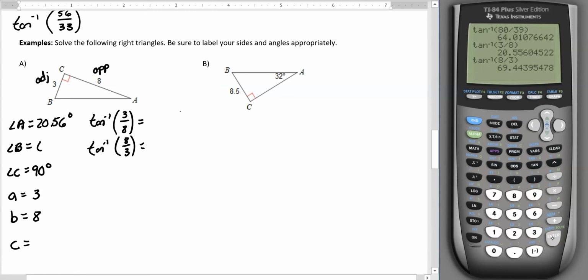69.44. Wow. How did I know it was going to be that? Because I knew that these two angles had to add up to 90 degrees, right? In order to give me that 180. Perfect. So now all we need to do is find side C.